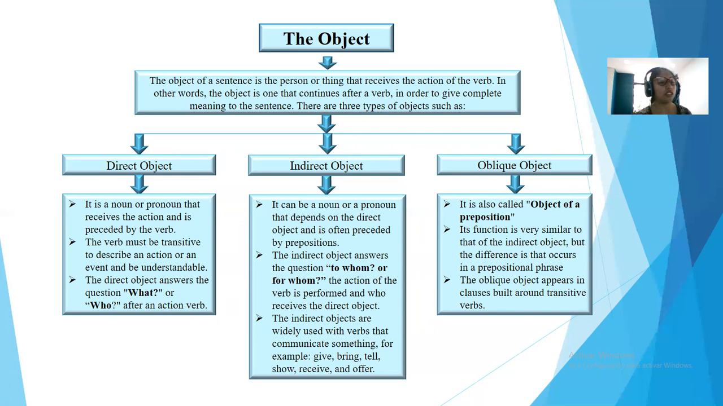Oblique object is also called object of a preposition. Its function is very similar to the indirect object, but the difference is that it occurs in a prepositional phrase. That oblique objects appear in clauses built around transitive verbs.